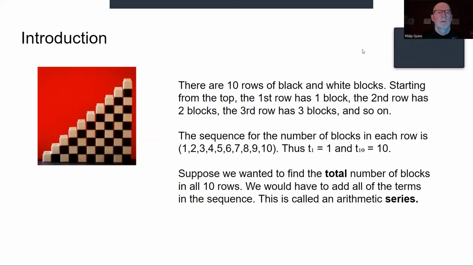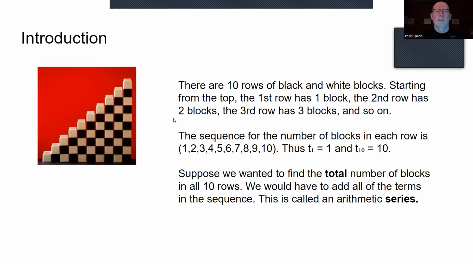Introduction. We've got a picture here. There are 10 rows of black and white blocks. Starting from the top, the first row has one block. It's one white block right there. The second row down has two blocks, a white and a black. And the third row has three blocks, and so on.